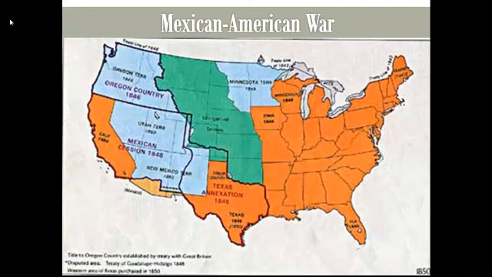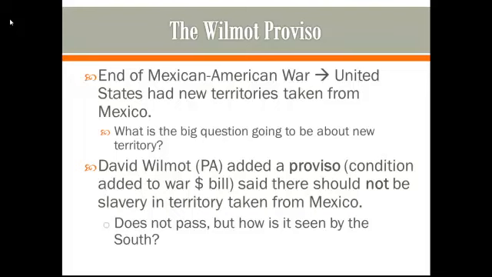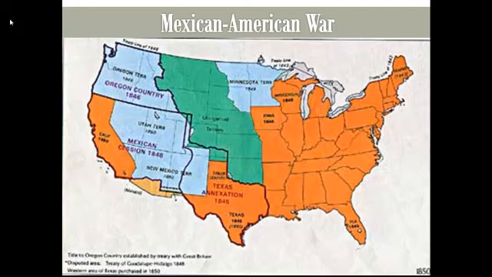Of course, now the United States has all this new land. And as we have seen before, the big conflict, the big question is of course going to be: is all this new Western territory going to be slave or is it going to be free? Is it going to ally itself with the South or the North?